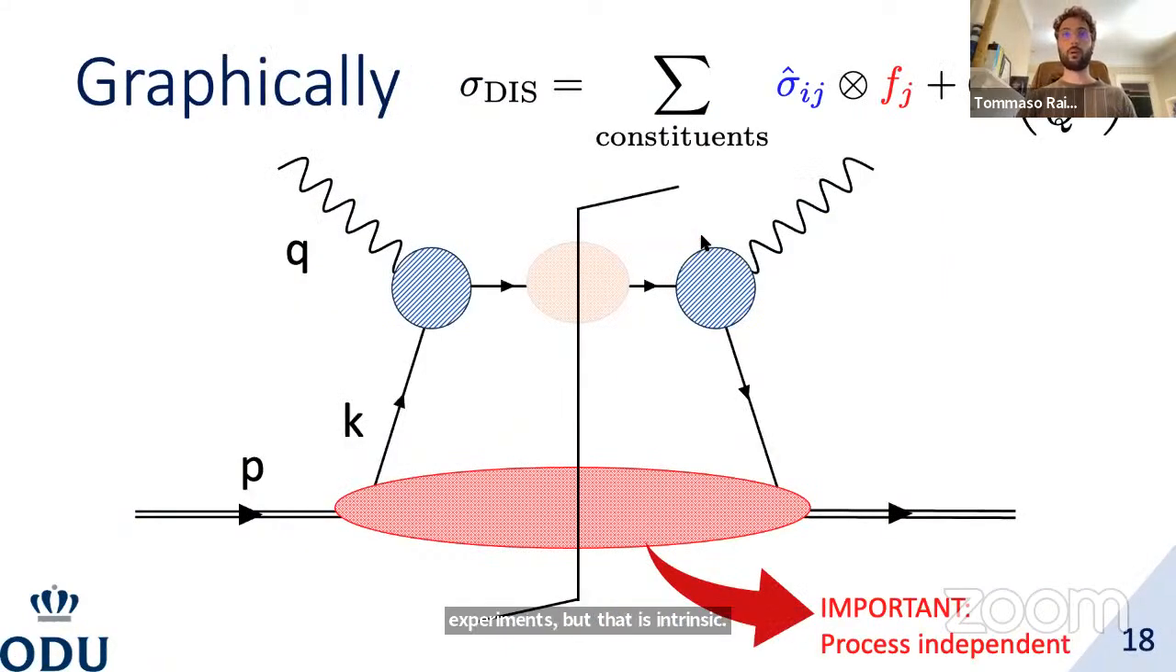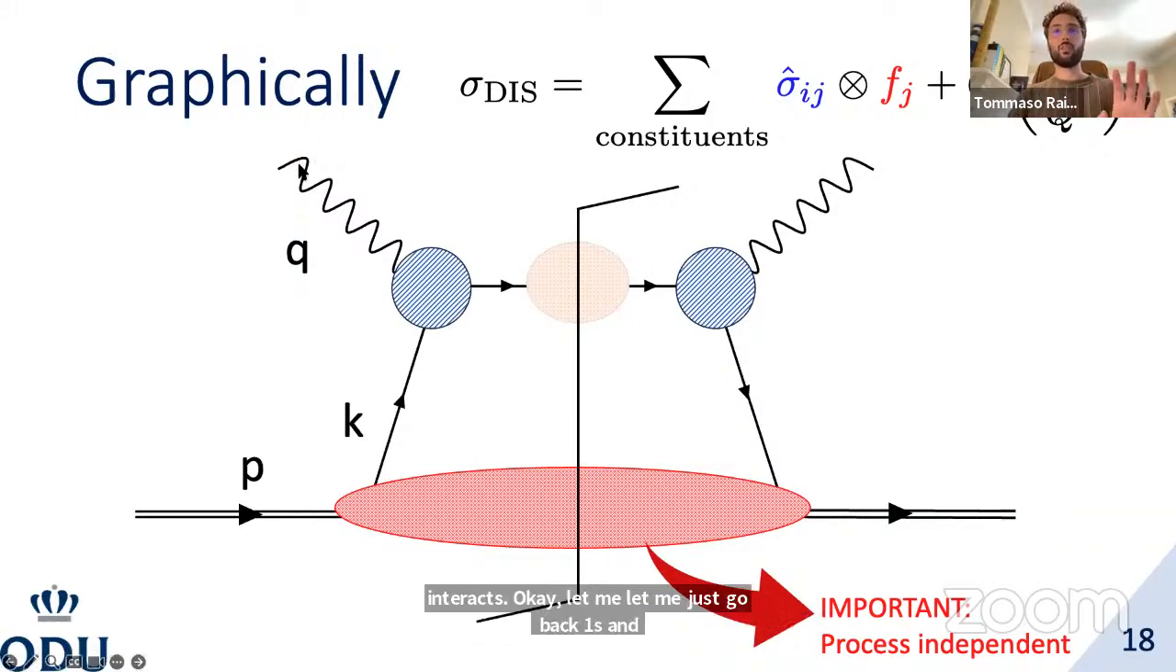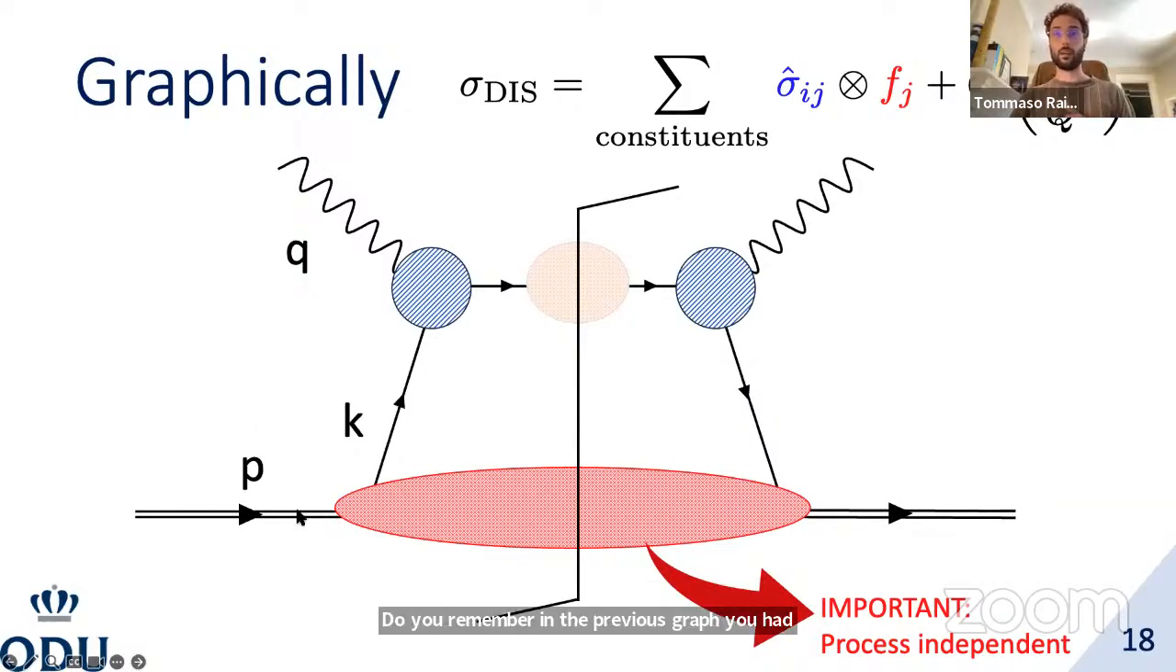And to make it probably even easier to understand, let me just show you the graph here of the cross-section, really. So here I'm just neglecting the electrons, which we don't really need. That part is very easy to understand. You have a photon that will do something here when it interacts. Okay, let me just go back one second and rephrase this maybe better. Do you remember in the previous graph, you had a photon that interacted with something, and you had an incoming, let's say, proton with momentum p.